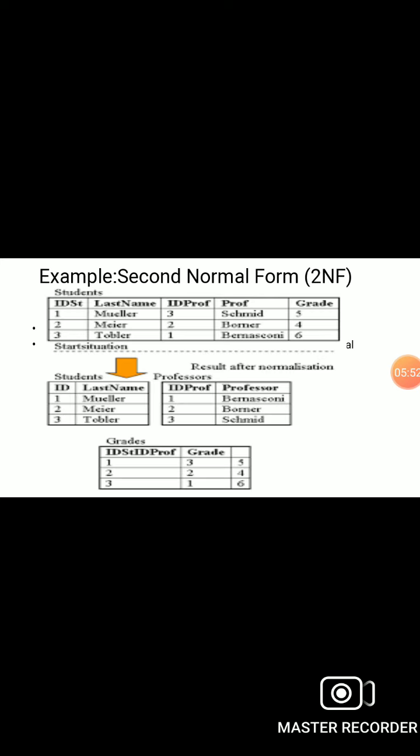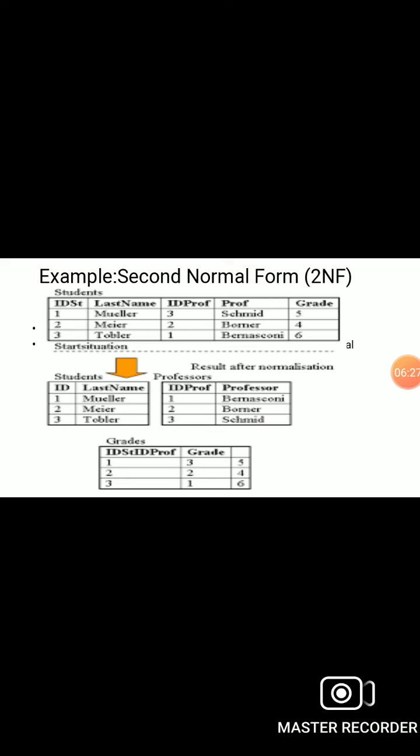Here is another example: the student ID, the last name, the professor ID, and the grade. Which student is taken care of by which professor? The professor is teaching one student, another professor is teaching another student, and another is teaching yet another student. With three records, based on the professor and the student's performance, we are achieving the grades: 5th grade, 4th grade, and 6th grade.